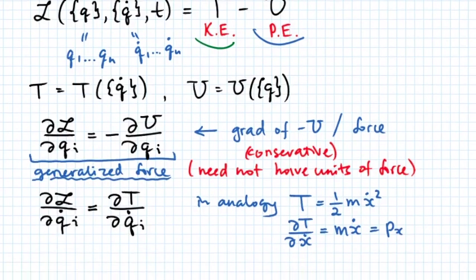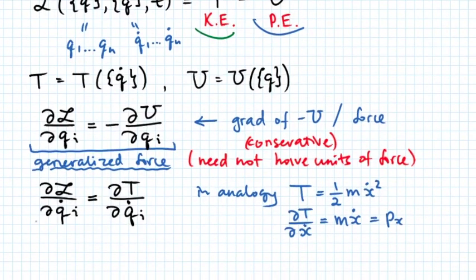So therefore, we can interpret the partial derivative of the Lagrangian with respect to velocities as generalized momentum, or a component of generalized momentum.